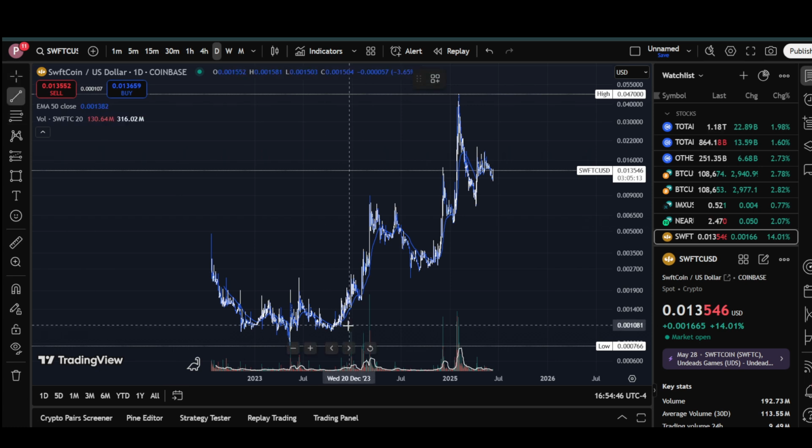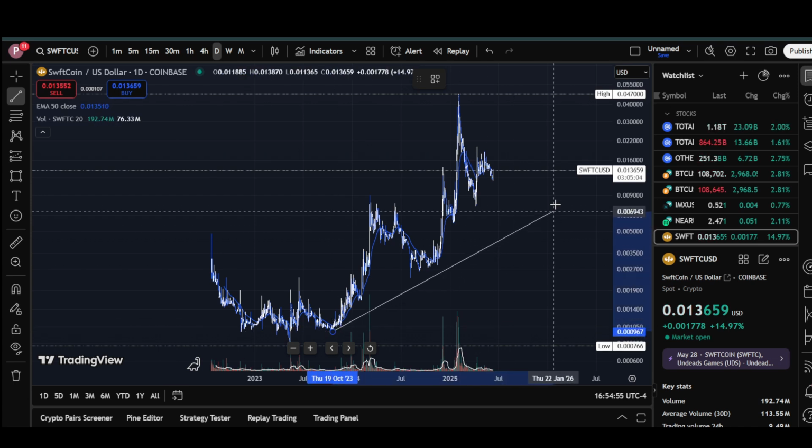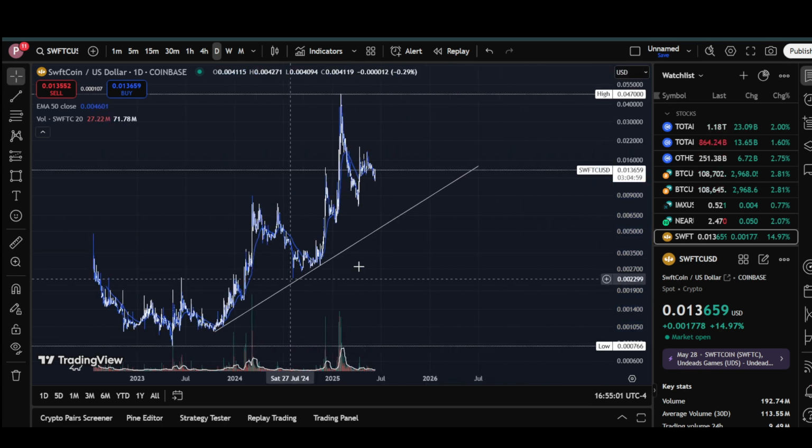So if we just try to draw a trend line from the reversal, I think we will be able to get a quite good trend line. So this is the trend line that I think it is following. This is the trend line, as you can see here.